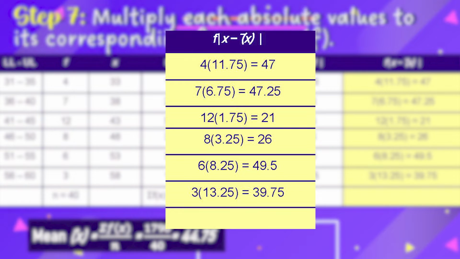Next, we have the frequency of 8 multiplied by the absolute value of 3.25 equals 26. Next, we have the frequency of 6 multiplied by the absolute value of 8.25 equals 49.5. And lastly, we have the frequency of 3 multiplied by the absolute value of 13.25 equals 39.75.